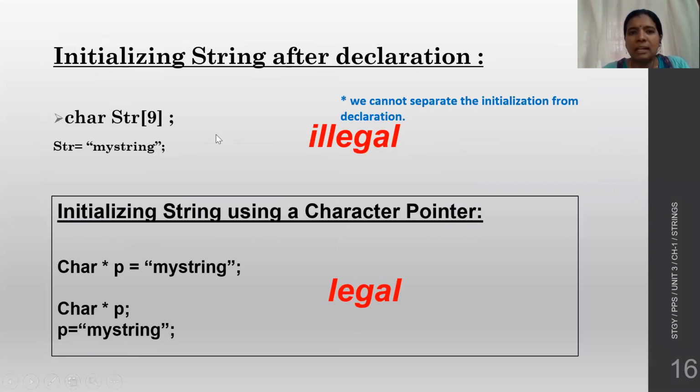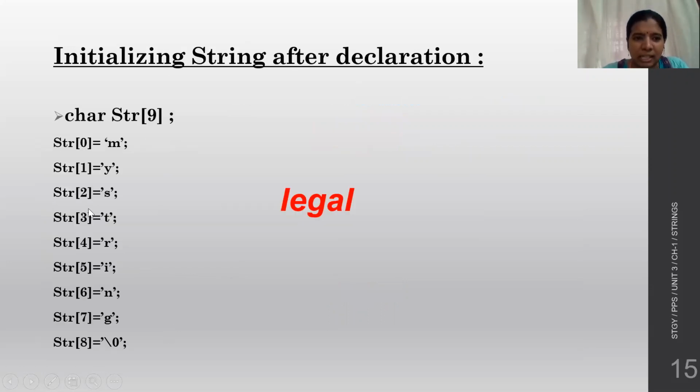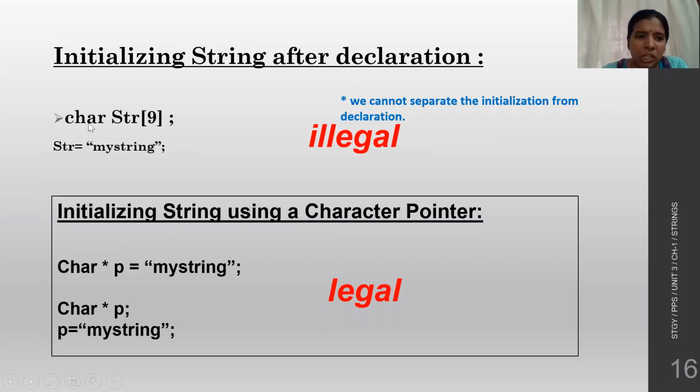Okay, so let's try to see after declaration. Is it possible to initialize a string after declaration? Yes, in this case, it is possible. Now, is this possible if I write like this? I've just declared a string, char str of 9. After that, I wrote str is equal to my string. This is clearly illegal. This is invalid in C. C does not support this kind of initialization.